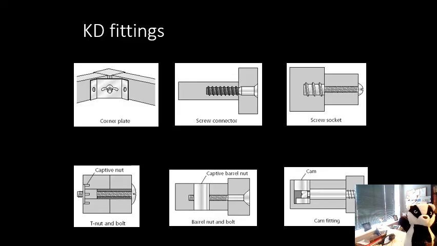So KD fittings are knockdown fittings. More often than not for flat pack furniture, you're going to see cam fittings, as one of our main ones you're going to see, or screw connector. Probably the main ones you're likely to see in IKEA standard furniture.